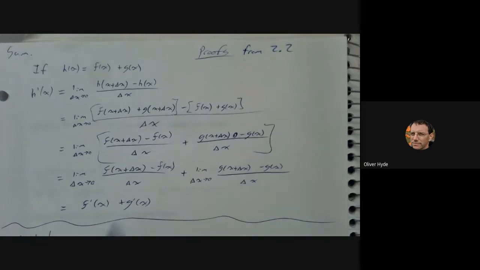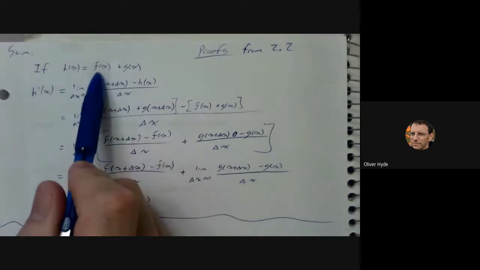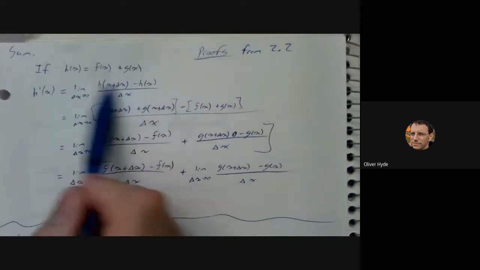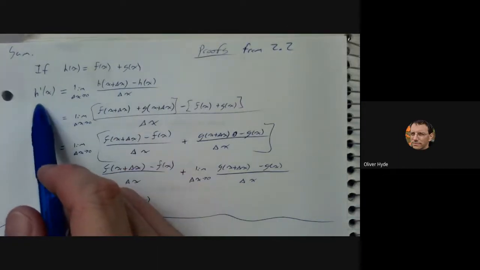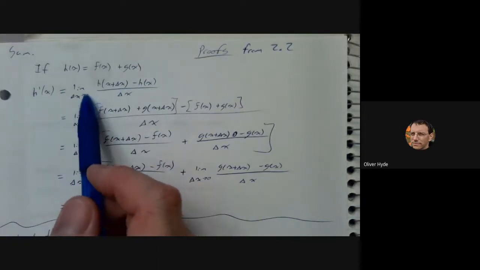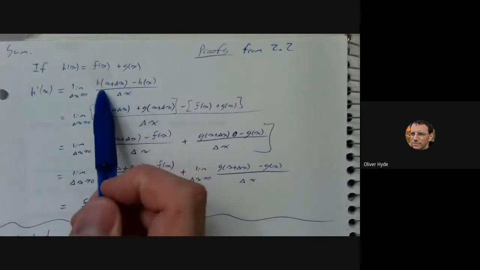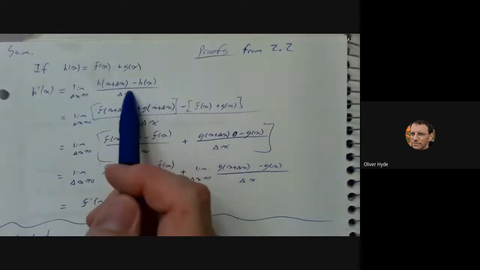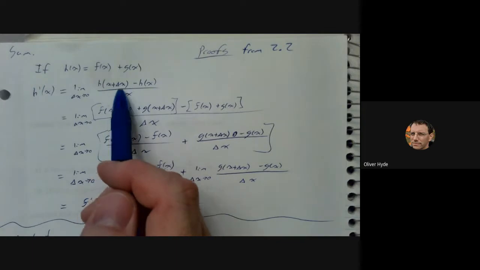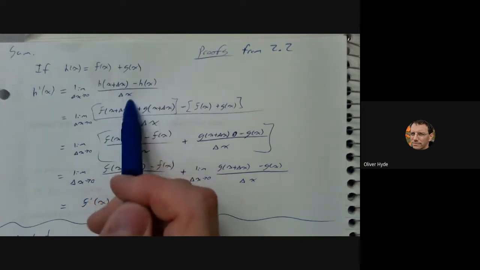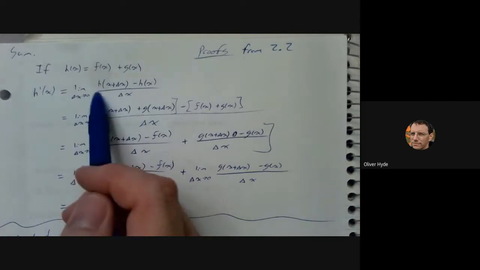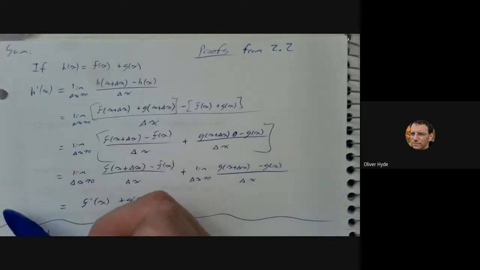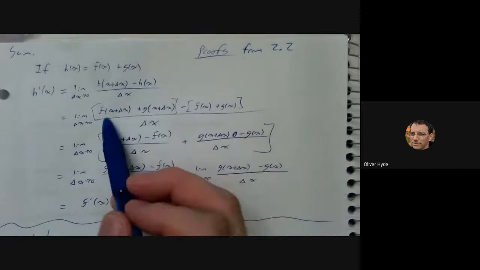Okay, so if h of x can be written as a sum of two differentiable functions, two functions whose derivative exists, then I can say that the derivative of h of x is going to be the limit of, and here's my first principles definition, h of x plus delta x minus h of x all over delta x. Notice I can't really take the limit as h approaches 0 because h means something different in this example. Step 1 is to go to the specific definitions.